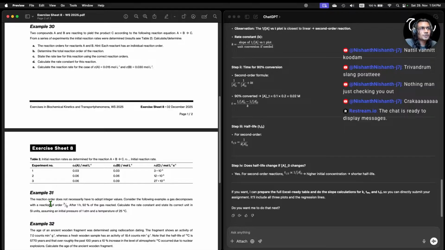The reaction order does not necessarily have to adopt integer values. Consider the following example. A gas decomposes with a reaction order of 7/5. After 1 hour, 92% of the gas reacted. Calculate the rate constant and state its correct unit in SI units, assuming an initial pressure of 1 atm and a temperature of 25 degrees Celsius.